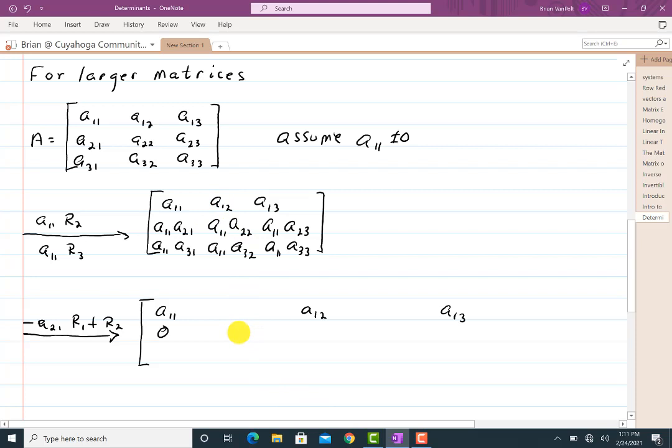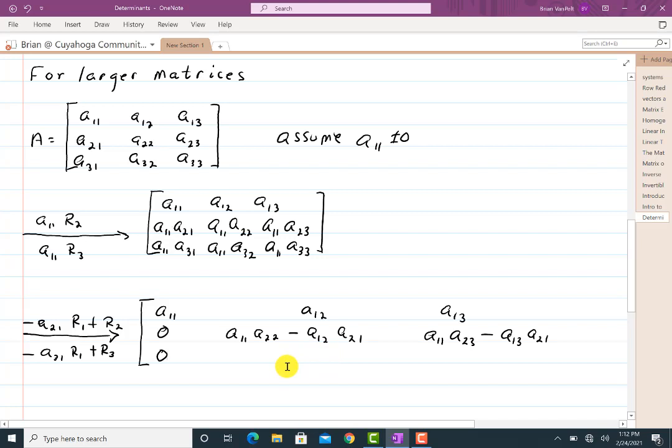I'll write it in a slightly different order. I'll go A11, A22 minus A12, A21. And then the same thing goes for the last column. I will have A11, A23 minus A13 times A21. And then I also want to zero out this guy right here. So I will do negative A31 R1 plus R3. So that'll zero that out there. But once again, we'll get ugly terms in here.